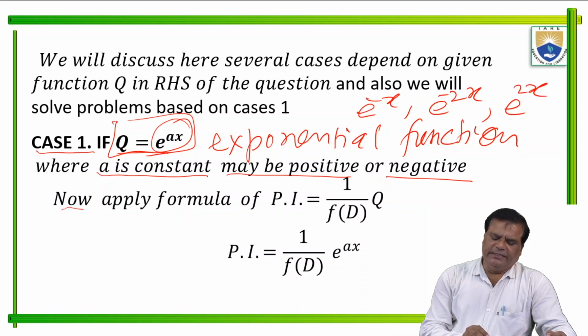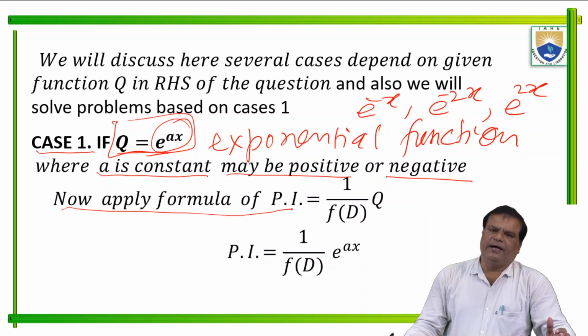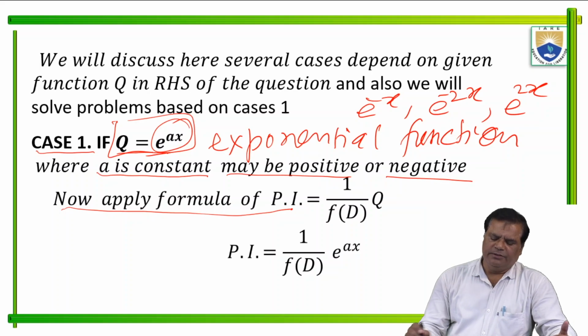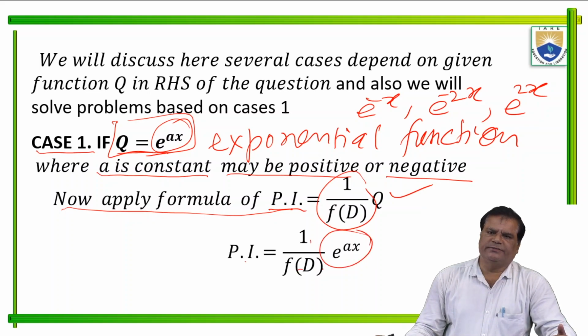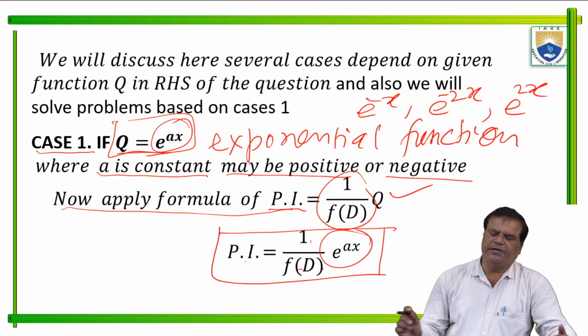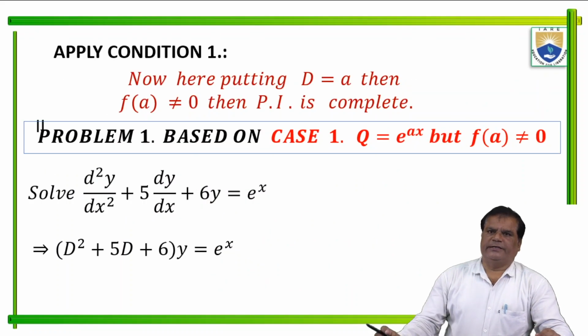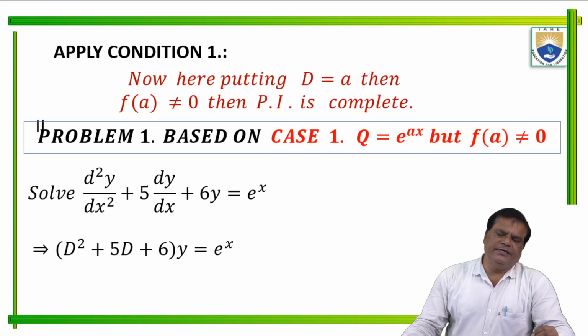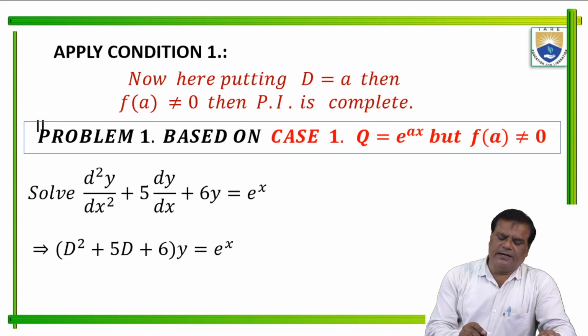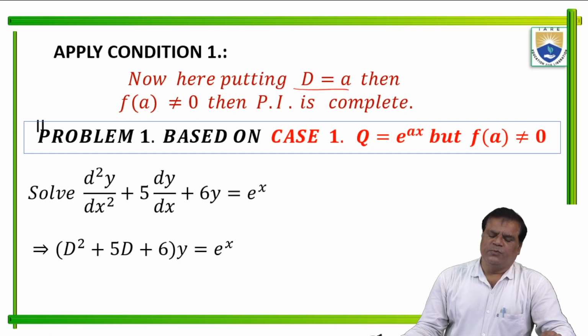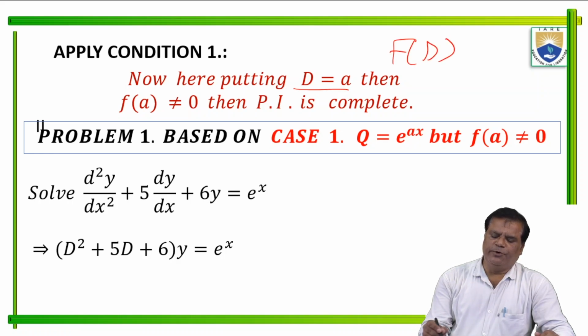So now apply the formula of PI here. Which formula are we applying for finding the particular integral? The formula is PI equal to 1 upon f(D) into q, where q is e to the power ax. This is the basic formula to find the particular integral. We are solving problems based on this case. Now apply the condition. The condition is to put D equal to a in f(D). We have f(D) given, and putting D equal to a in f(D), we find f(a).